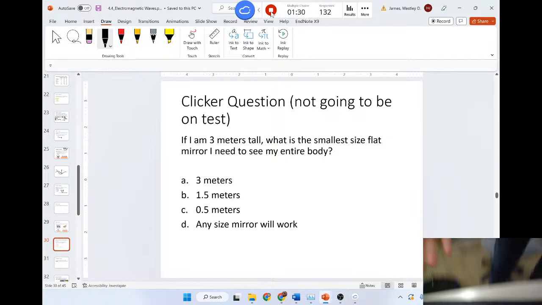All right, so the key to this problem is drawing a picture. There I am in all my glory. And let's just imagine I had a full-size mirror. That's kind of the extreme. Let's imagine I had a mirror the size of my whole body. We would hope that I'd be able to see myself in a full-size mirror. Let's see if we need the full size.